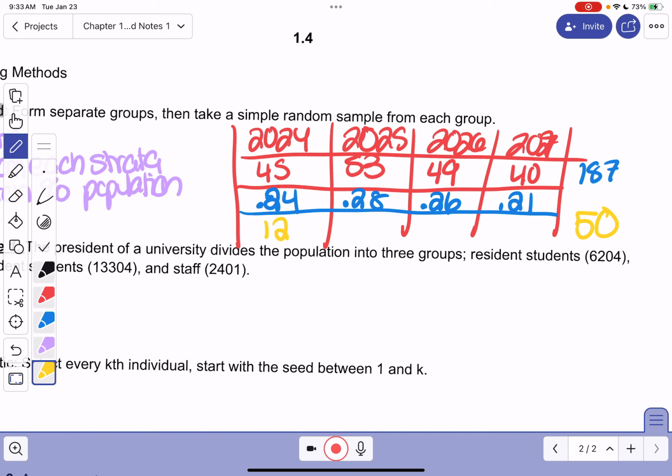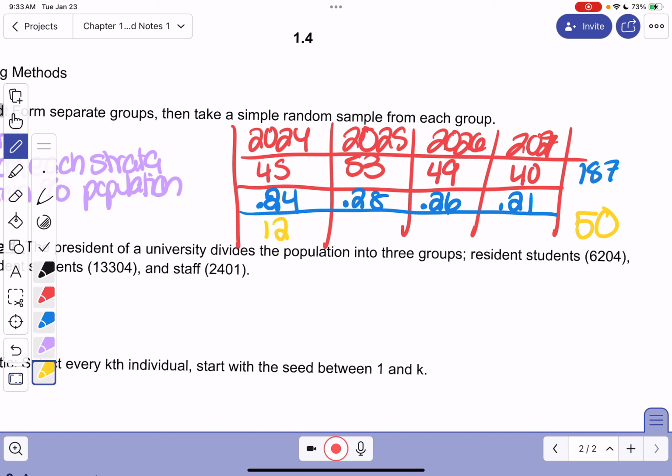0.26 times 50 is 13, and 0.21 times 50 is 10.5. So obviously we can't ask half a person. So we add these up, 12, 14, 13. We're missing one, so we round up to 11. Either way, those would be the sample. So a different number in each grade representing the percent of the class. Pause the video, try this one.